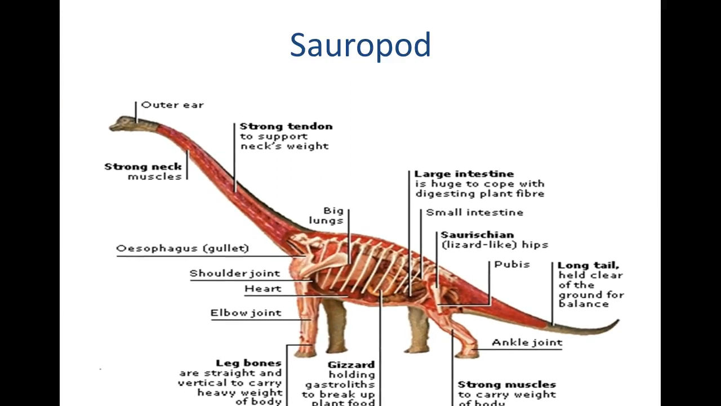Here we can have a diagram of a sauropod. As you can see, it has a long neck, a large body, and a small head, and it has a large intestine to cope with the plant fiber which it eats.